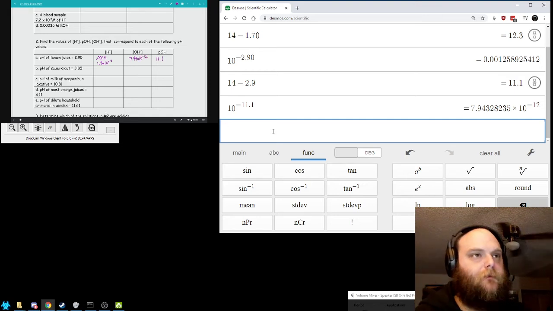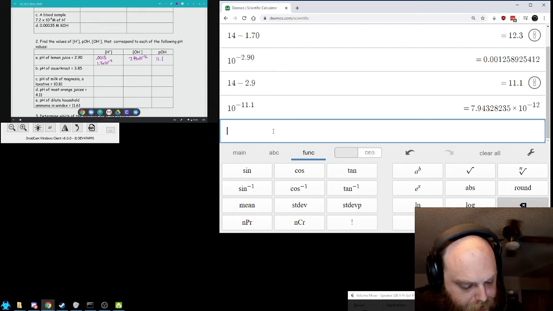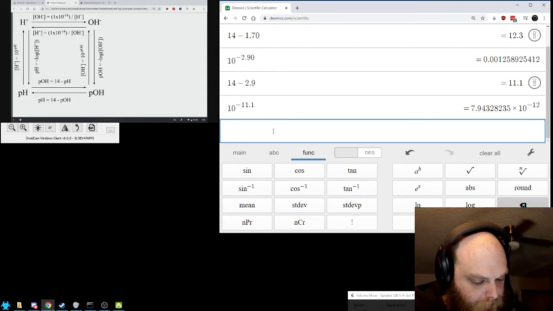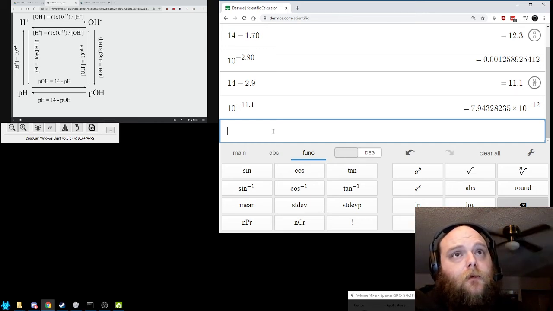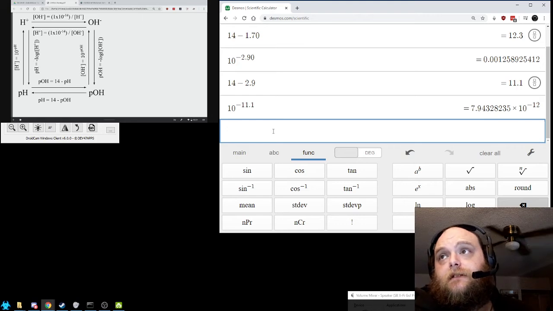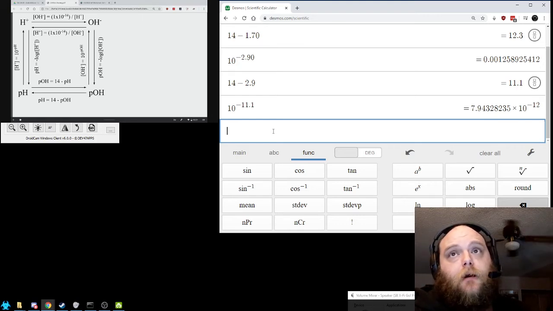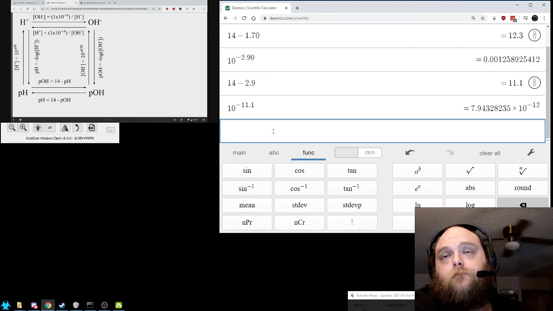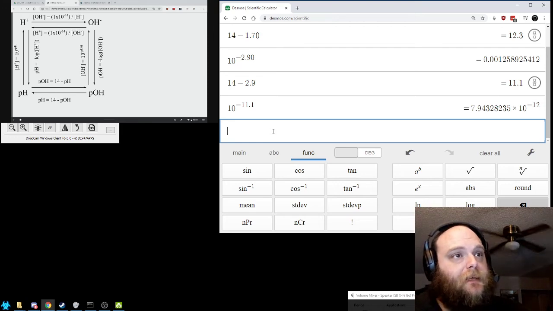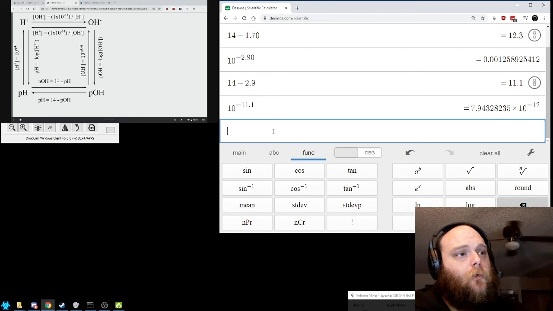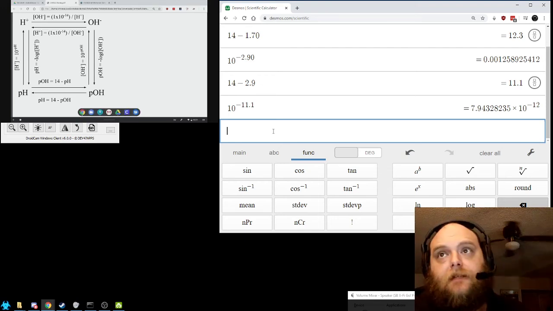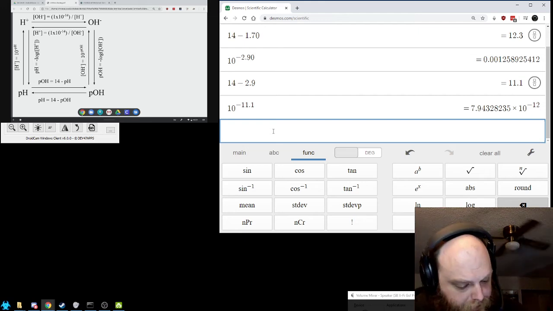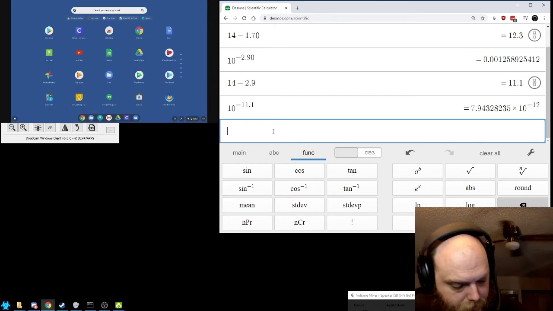Now I just want to make sure. So the OH minus concentration is equal to 10 to the negative pOH. So that's a really small number, which makes sense because it's very acidic, so there's not very many OH minus ions in the solution. There's not very many basic ions in there. So it makes sense to have a really small number there.